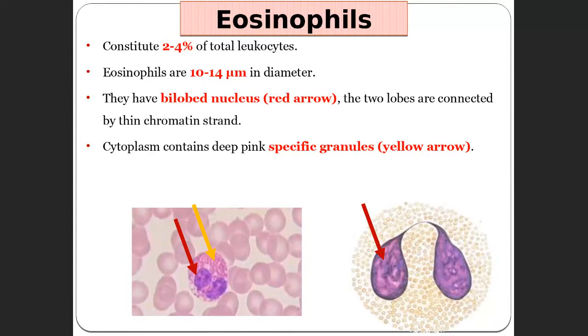is bilobed. So we may focus on this cell and point this arrow, and ask you to name the type of cell. So you should tell it is eosinophil. Why? Because it has a bilobed nucleus, and the cytoplasm contains deep pink specific granules. You will see the specific granules here. These are eosinophilic granules, right? Especially in allergic reactions and protozoal infections, eosinophils are increased in number.